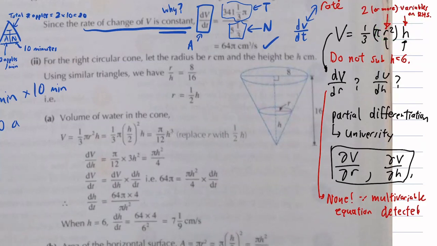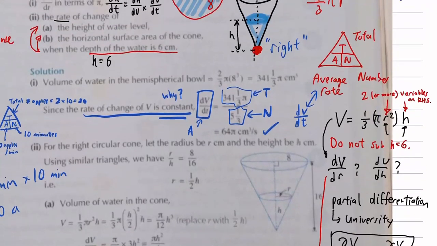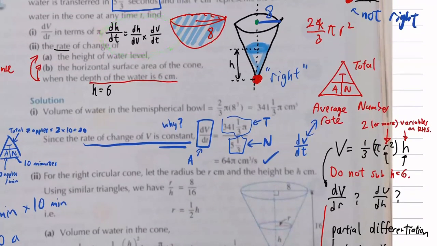Remember the trick we did just now? What's the problem we encountered? dv by dt, we know it from part 1. But dh by dv, do we know it? Don't know. But we need dv by dh. So that means dh by dv is really just 1 over dv by dh. What this really means is we need dv by dh. Can you see the pattern? Can you see the trick?